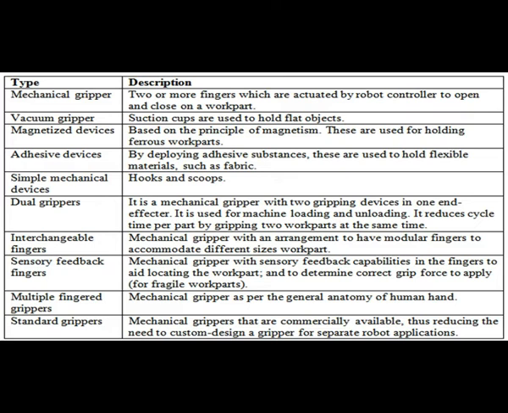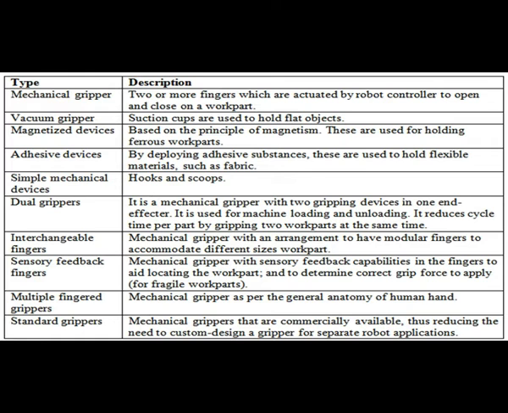Adhesive grippers. By developing an adhesive substance, these are used to hold flexible materials such as fabric. Simple mechanical devices, hooks and scoops. Dual grippers. It is a mechanical gripper with two gripping devices in one end effector. It is used for machine loading and unloading. It reduces the cycle time per part by gripping two work parts at the same time.